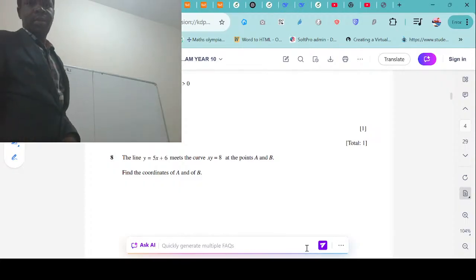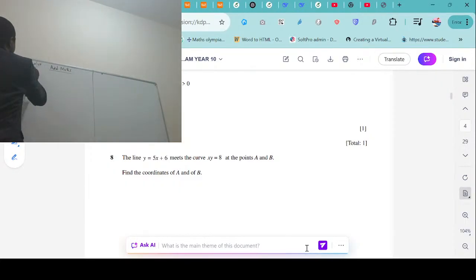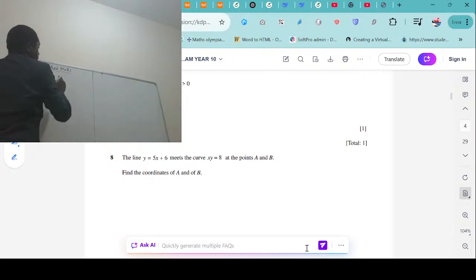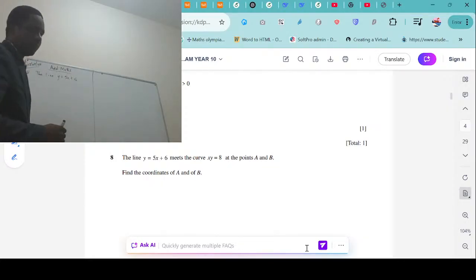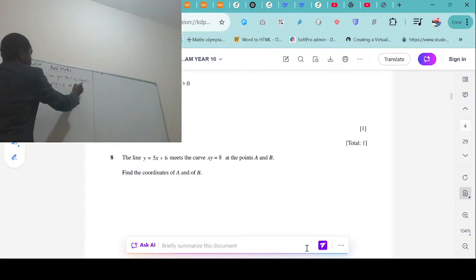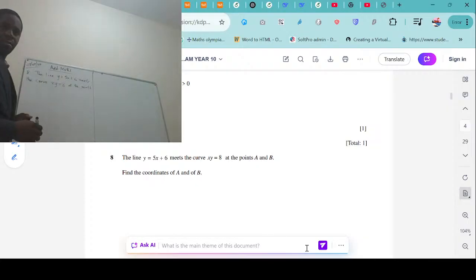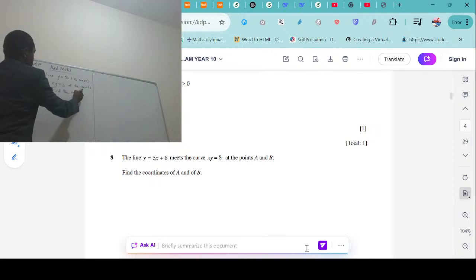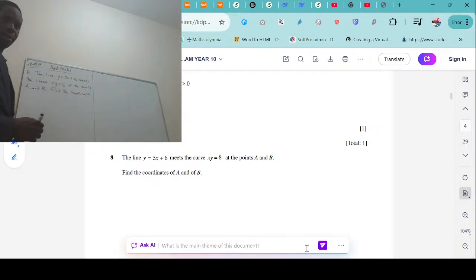The next question says that the line y equals 5x plus 6 meets the curve xy equals 8 at the points A and B. So find the coordinates. Find the coordinates of A and B.